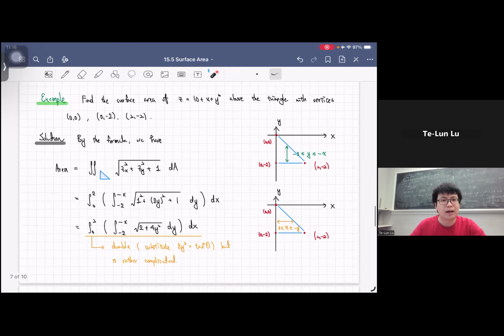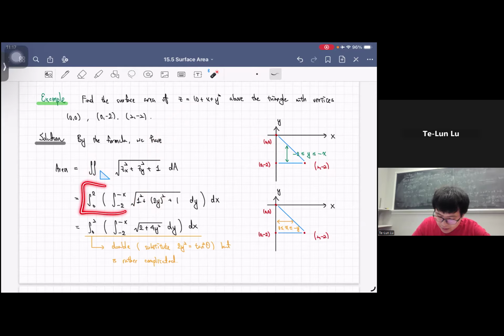Okay, now let us do some not rotationally symmetric region. So in this case, we consider the surface area of this polynomial z equals 10 plus x plus y cubed above this triangle with vertices 0, 0, the origin, 0, minus 2, and 2, minus 2. So this triangle is within the fourth quadrant, right? Okay, let us draw this origin, 0 minus 2, and 2 minus 2. So then we can apply the formula directly. We're integrating over this triangle, right? And the corresponding polynomial has partial derivatives zx, zy to be 1 and 2y squared.